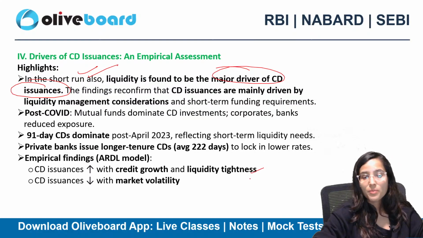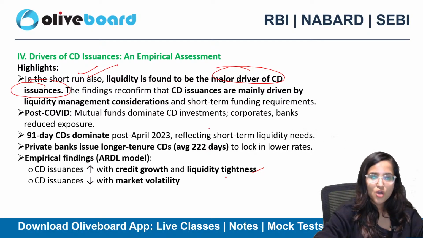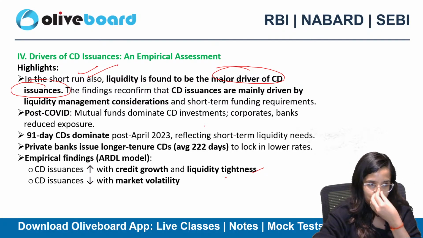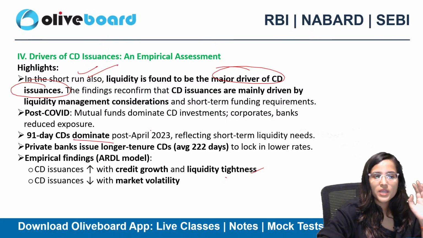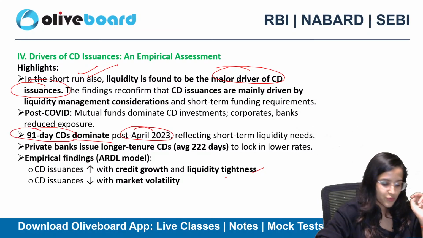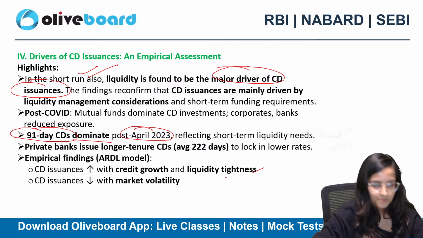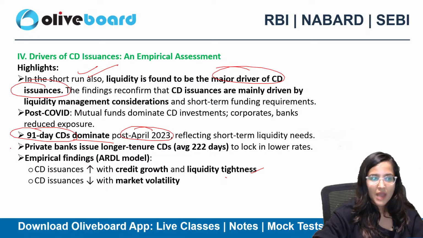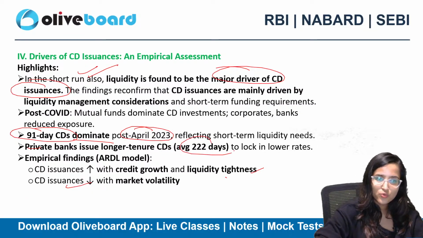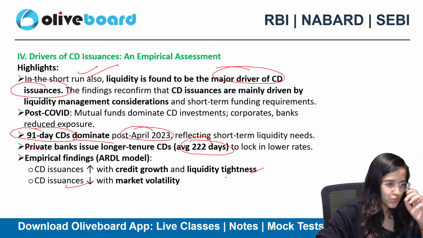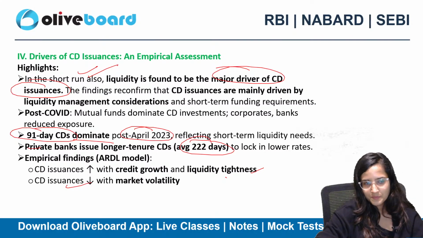Post-COVID mutual funds dominate the CD investments. Corporates and banks have reduced exposure. 91-day CDs dominate post-April 2023, so mostly we're using the 91 days certificate of deposit. Private banks issue longer tenure CDs, which average 222 days. So private banks usually issue long-term CDs.